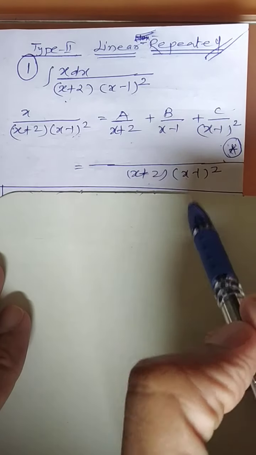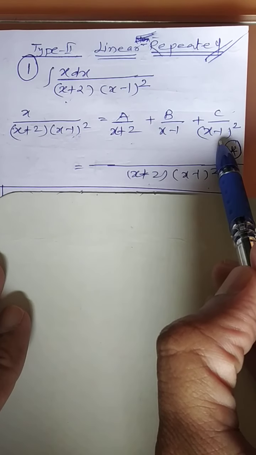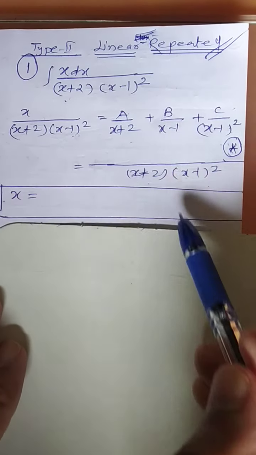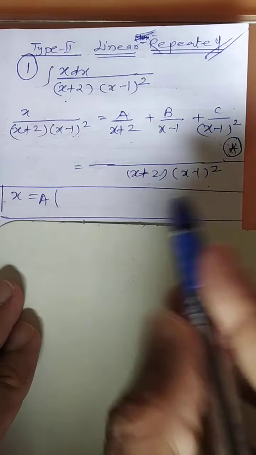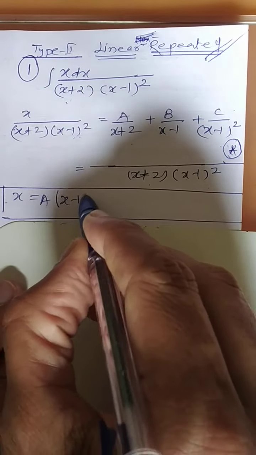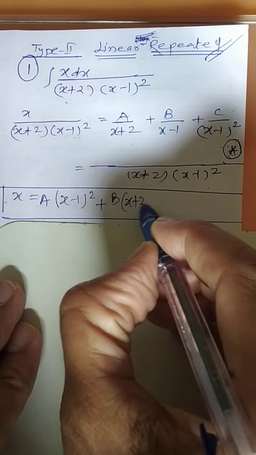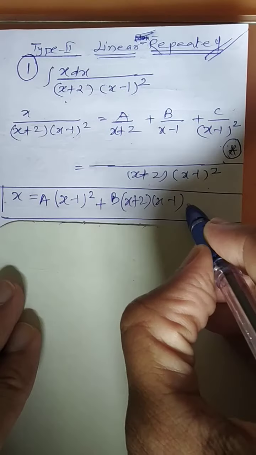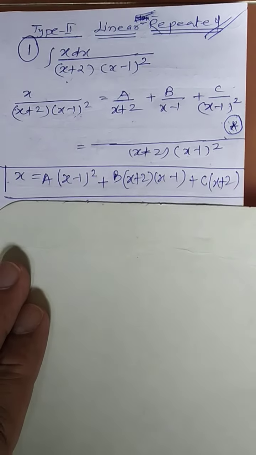This is not there. A into (x minus 1) the whole square. B into, this is one factor, this is one factor. C into this only. So you will be getting A into, if you are comparing with this, it will be (x minus 1) the whole square plus B into (x plus 2)(x minus 1) plus C into (x plus 2). Check whether everyone is getting this step.